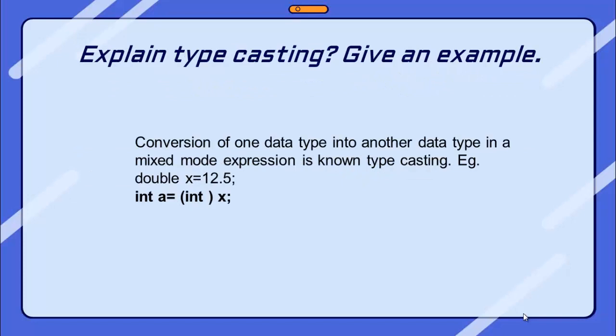Explain typecasting. Give an example. Conversion of one data type into another data type in a mixed mode expression is known as typecasting. Example: double x = 12.5 is given. int a = (int) x; x is now forcibly converted by using typecasting.